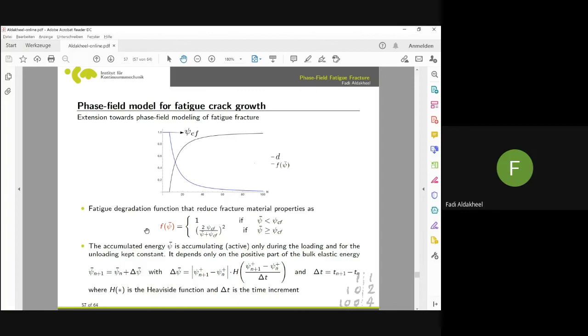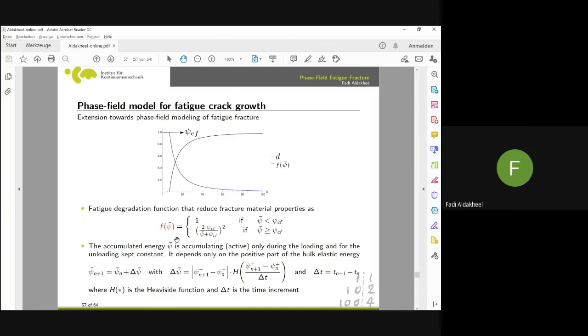And how does it look like? It is 1, as we said, until we reach this new material parameter, a critical parameter, and then the fatigue starts, right? And if it started, we activate the degradation, right? If this comes into play and is active, then we can degrade the energy due to fatigue. And this is given in terms of the so-called accumulated energy.